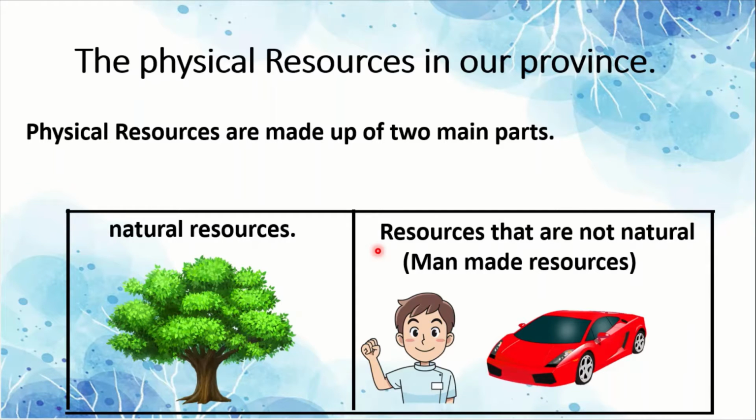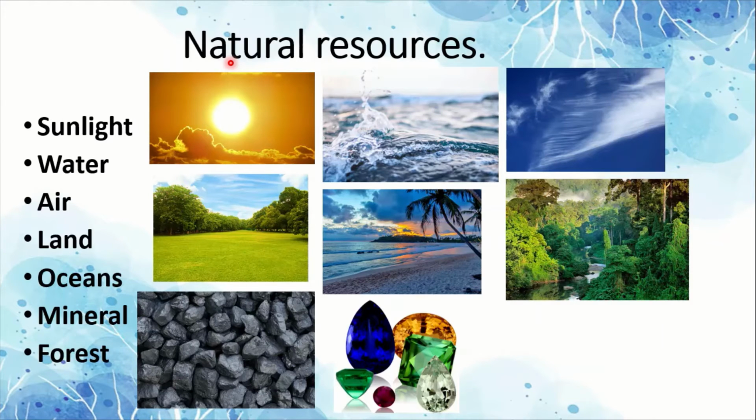Okay, children, physical resources are made up of two main parts. First one, natural resources. Second one, resources that are not natural or man-made resources. What are the natural resources in your province? Let's see. We can identify sunlight, water, air, land, ocean, minerals, forest.